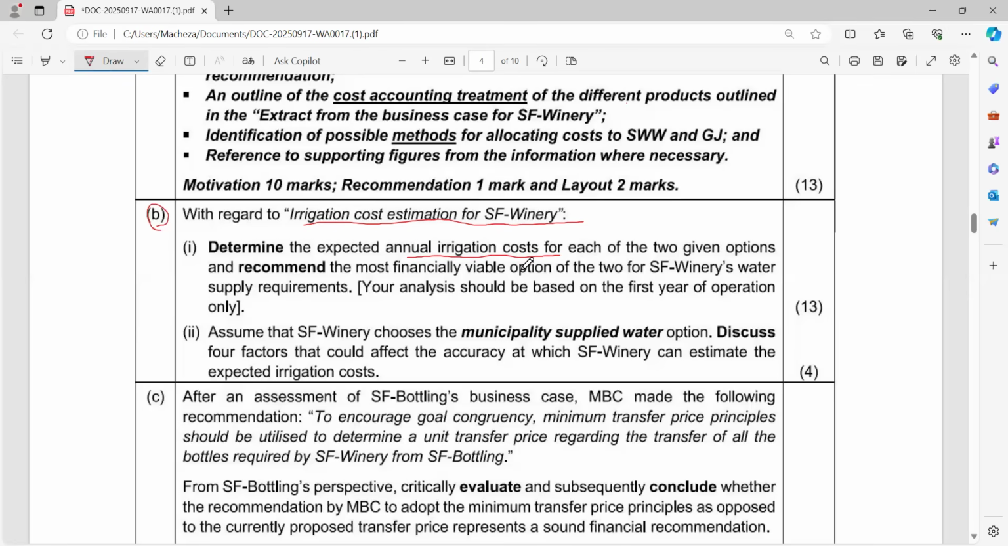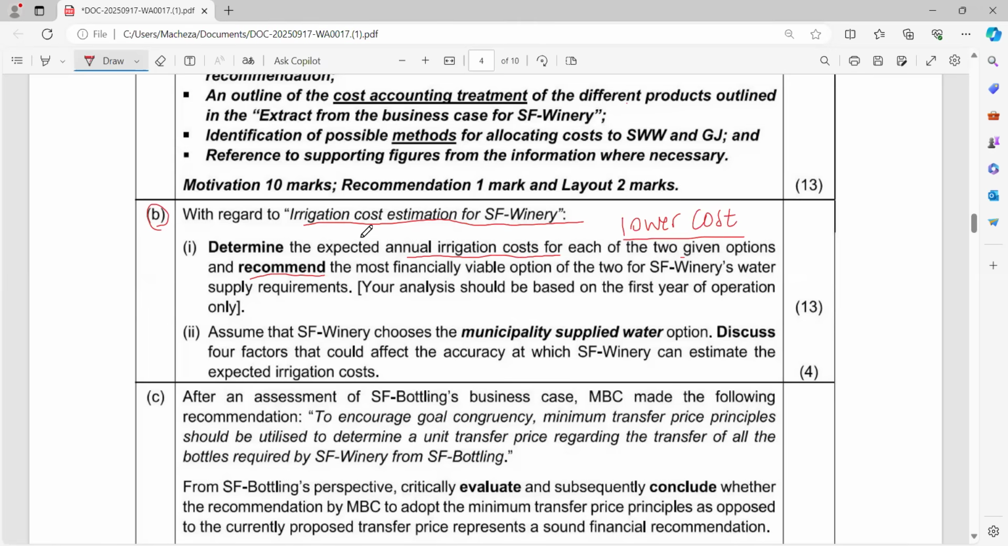In business, our recommendation should be based on the one with a lower cost. That's the one we say they have to choose. So that's basically the recommendation. The first thing is to determine the expected annual irrigation cost for each. Then when you have it for each, you look at the one with the lower cost. The one with the lower cost is the one we are going to recommend. So that's basically how we answer B.